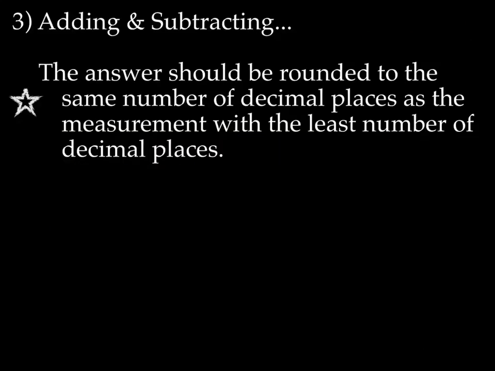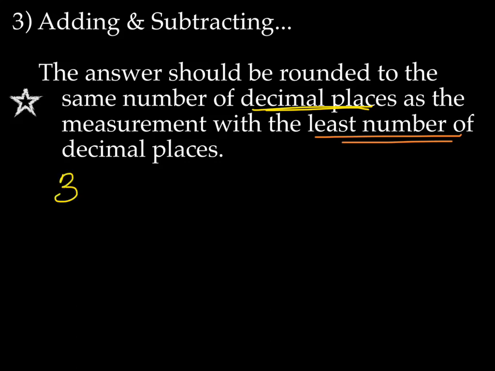Let's switch gears a little bit now and talk about rounding calculated answers when adding and subtracting. Okay, when adding and subtracting, the answer should be rounded to the same number of decimal places as the measurement with the least number of decimal places. So this time we are not going to be counting number of significant figures. We're going to be counting the number of digits to the right of or after the decimal. Let's try an addition problem.